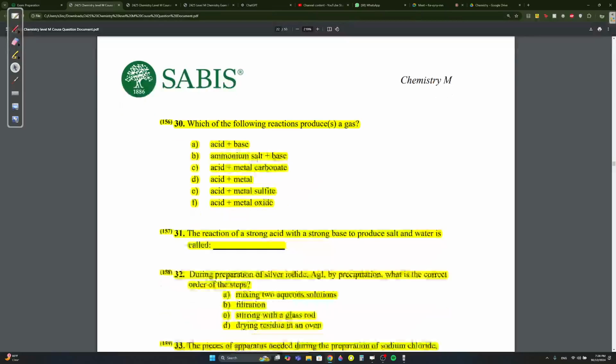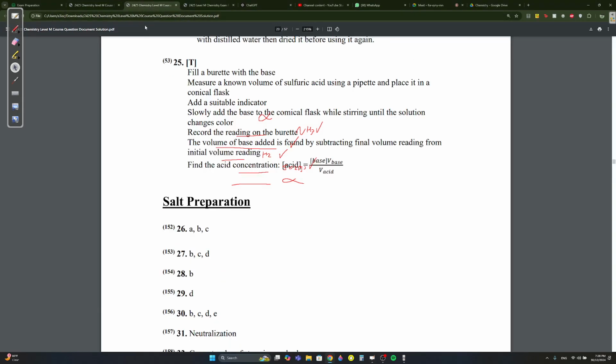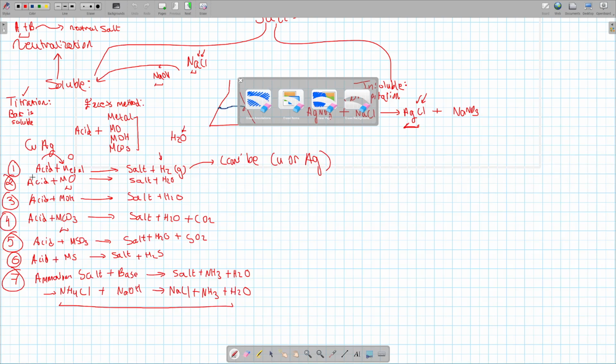Question 30. Which of the following reactions would produce a gas? Acid plus base gets me salt plus water, so no gas. Ammonium salt plus base gets me NH3 gas, right? Acid plus metal carbonate, carbon dioxide gas. Acid plus metal gets me hydrogen gas. Acid plus metal sulfide gets me SO2 gas. Acid plus metal oxide gets me water only, no gas. So it's going to be B, C, D, E. And they are actually over here. All of these reactions, the only ones that get me gas are number 1, number 4, number 5, and number 7.